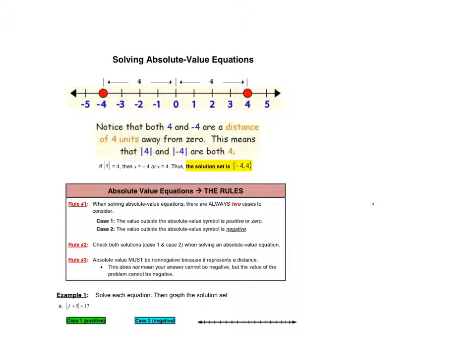This is 1-8, solving absolute value equations. Keep in mind that the absolute value is the distance a number is from 0. So in the first explanation here, they're talking about the numbers 4 and -4 both having an absolute value of 4 because they're both 4 spaces away from 0.